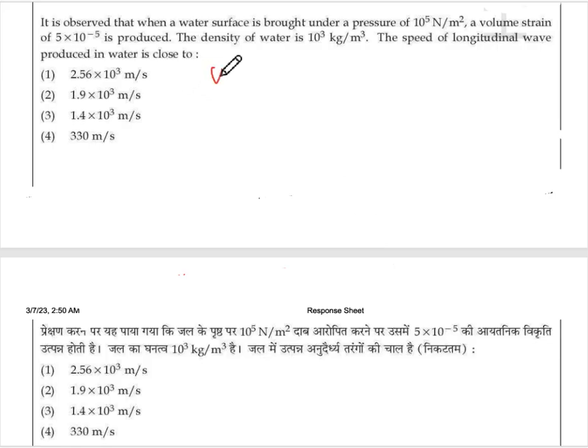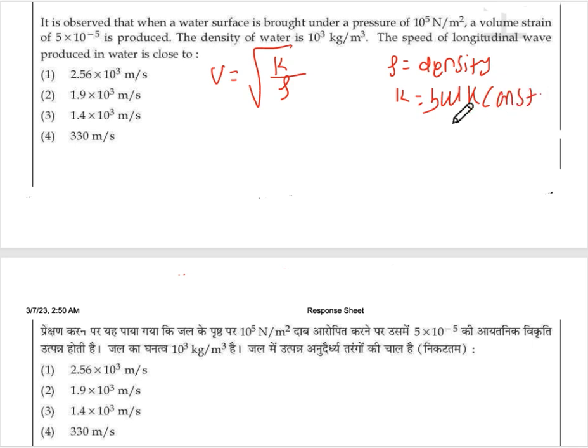The formula of speed is V equal to root over K by rho. What is rho? Rho is the density of water, which is given. What is K? K is the bulk modulus.